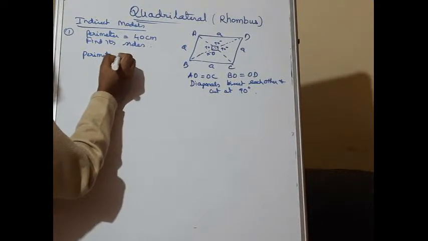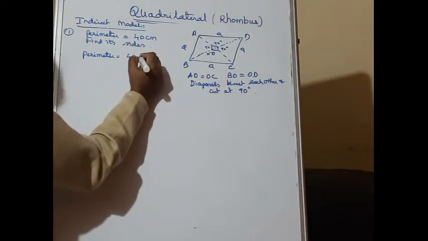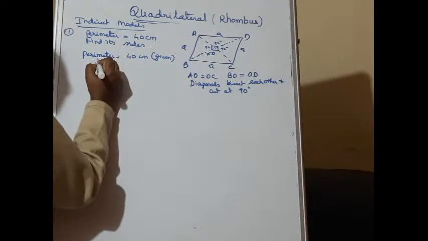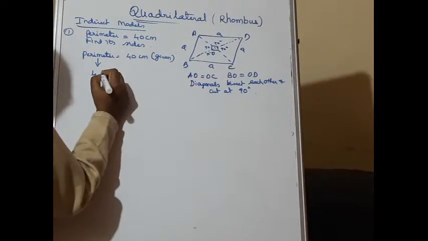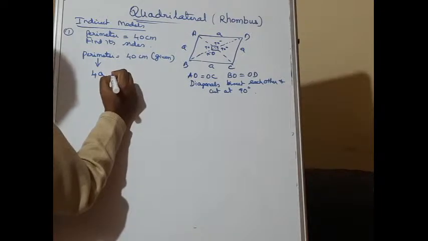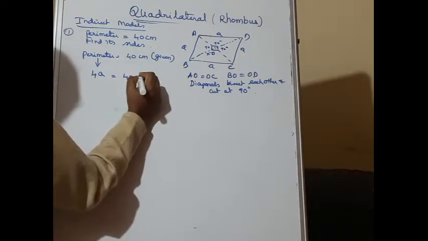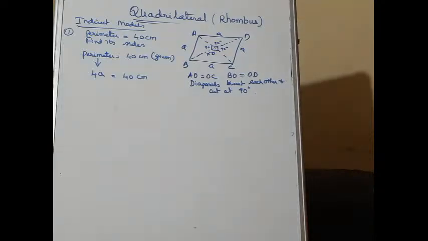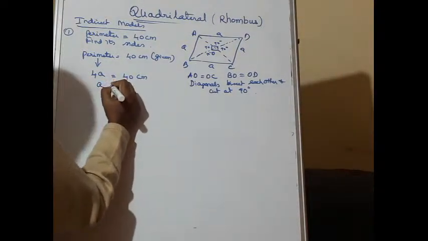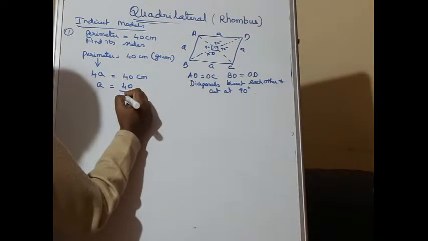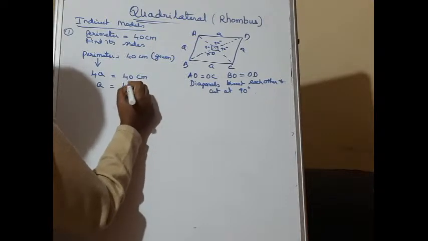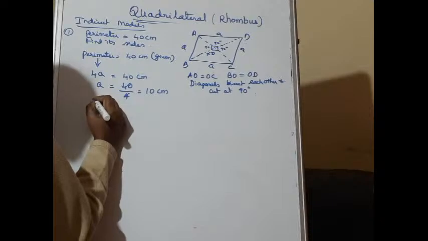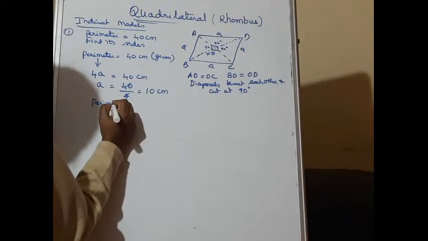Always put the given in indirect models. In indirect models you must put an arrow. The arrow stands for a formula or a value. So put 4a, where a is the side, children. When you put an arrow, you must put either a value or a formula. The value, 40, is already given. Put 4a, and you write a is equal to 40 by 4, which is equal to 10 centimeters. So the sides are 10 each.